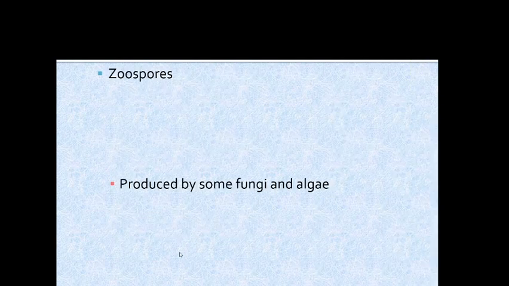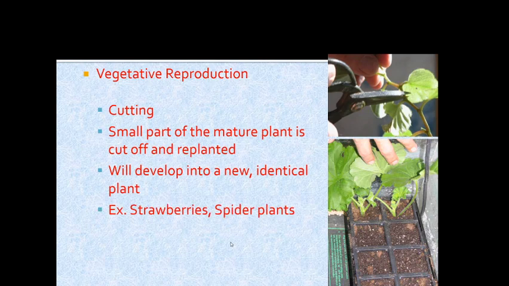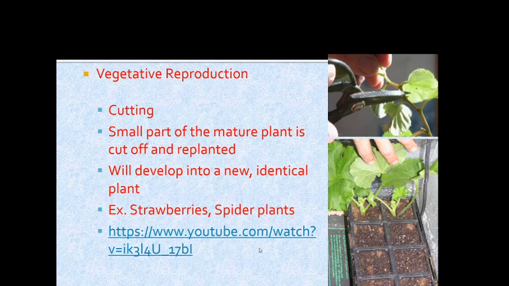Search it up. Zoospores are produced by some fungi and algae. They are spores that have a flagella. Flagella will be this part here, a tail-like structure. So those are zoospores. And then the last one, vegetative reproduction: a small part of a mature plant is cut off and replanted. So roses can be planted this way, vines, strawberries, spider plants, and it will develop into an identical plant. That's the best way, and the fastest way to do this. Now you can type this URL, and then look for videos related to vegetative reproduction.